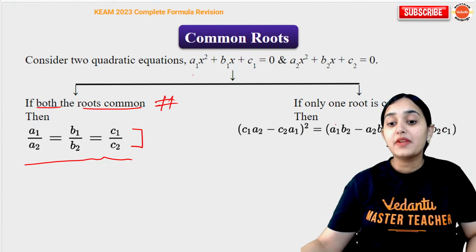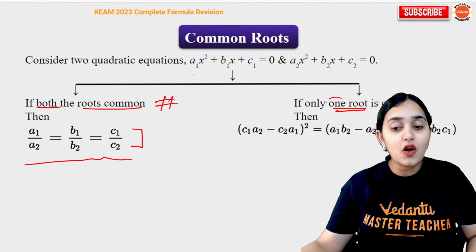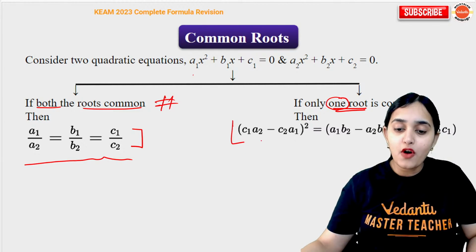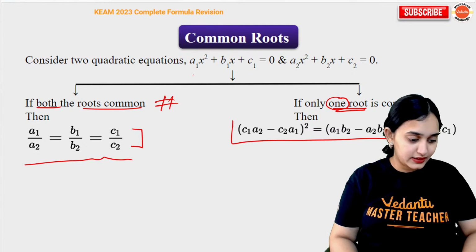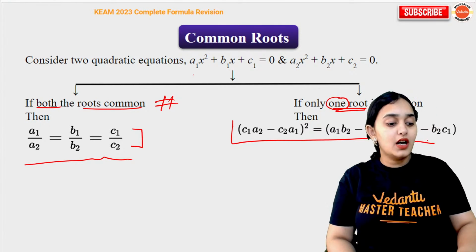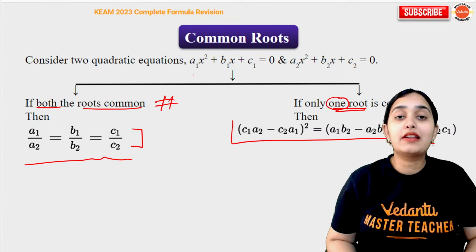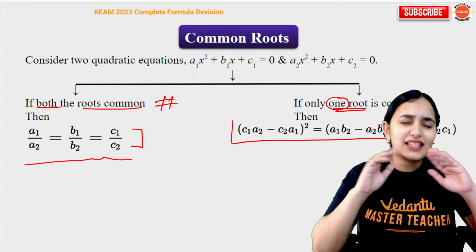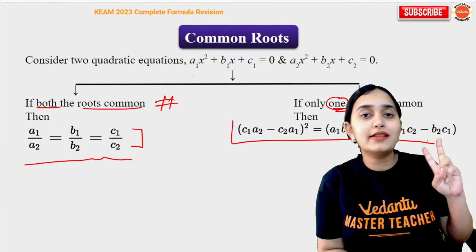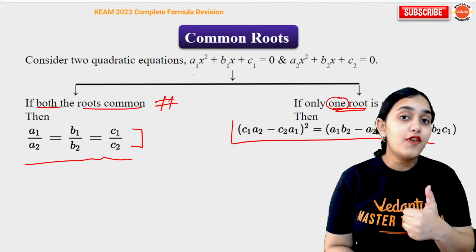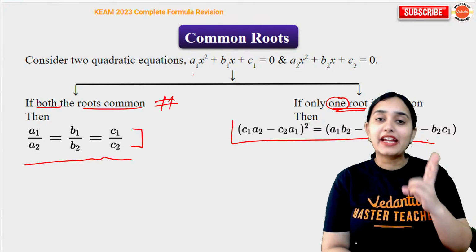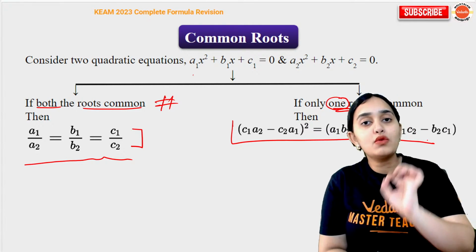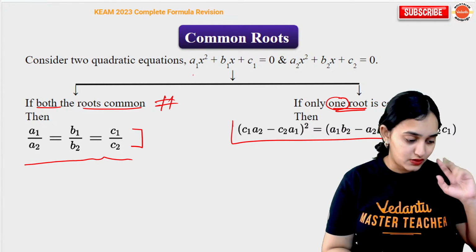Next, if only one root is common, then this formula will be satisfied, which is not visible, so it will be visible like this. Fine. So this is all about quadratic equations. Now majorly two formulas are important for you. One formula is roots and nature of roots. Second formula is common roots of two quadratic equations.